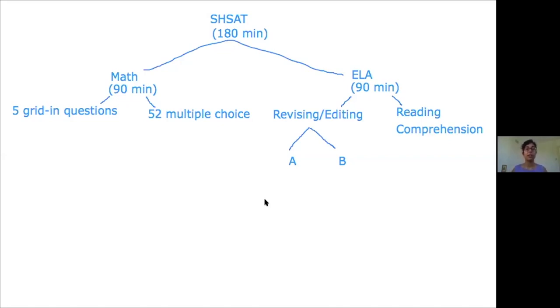So we're going to move on from this chart to talking about the actual topics that will be on the SHSAT. What are the math topics that you have to study? What comes under ELA? All of that. Let's dive into the topics on the SHSAT. Okay, so starting with math.